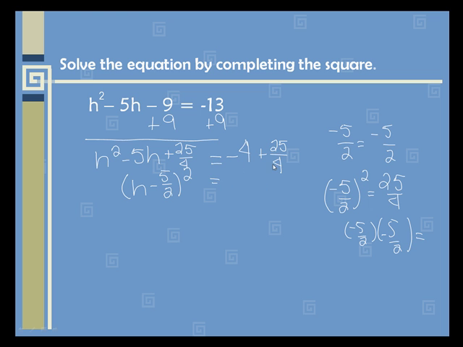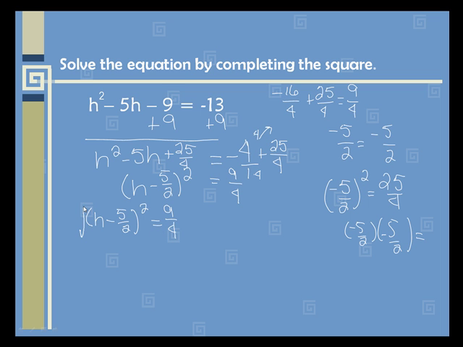Okay. So now this part, to add fractions, I need a common denominator. So I'm just going to do this up here for you. My common denominator is going to be 4. So this is actually negative 16 over 4. I just multiplied by 4 on the top and 4 on the bottom, plus 25 over 4, which is this guy. When I add them together, I get 9/4. So that's what goes here, 9/4. So let me rewrite this so you can see it a little better. H minus 5/2 squared equals 9/4.